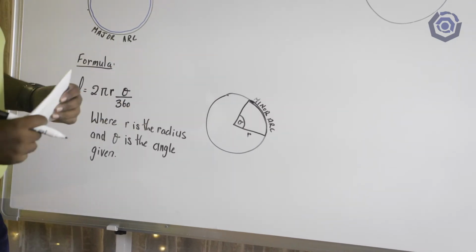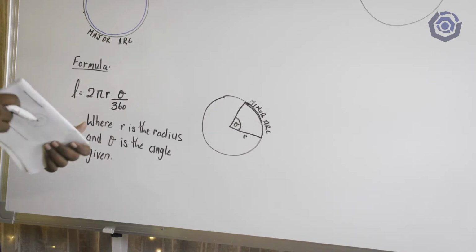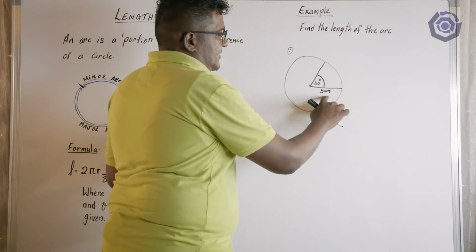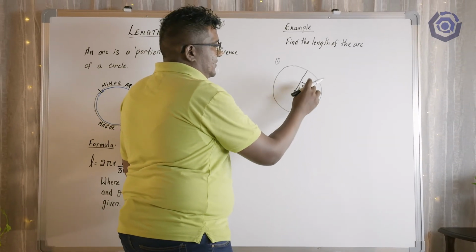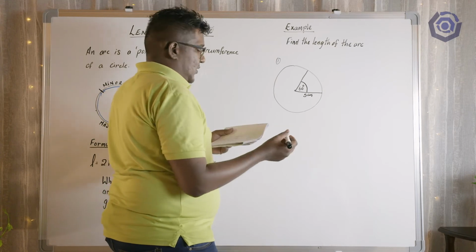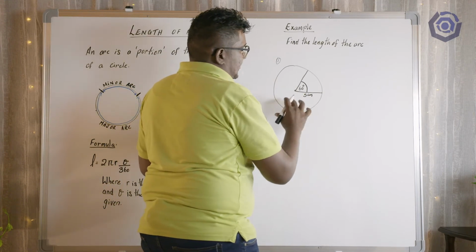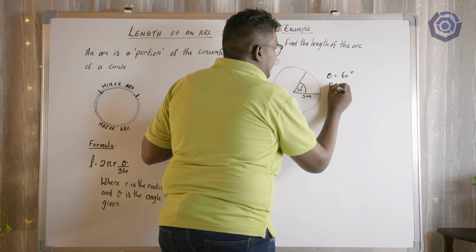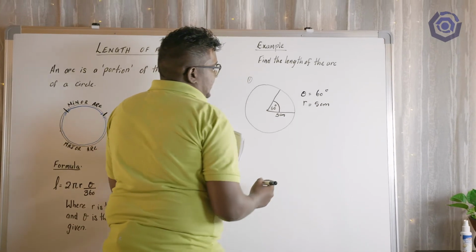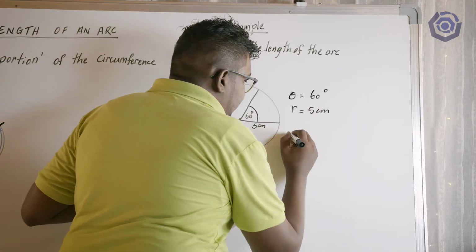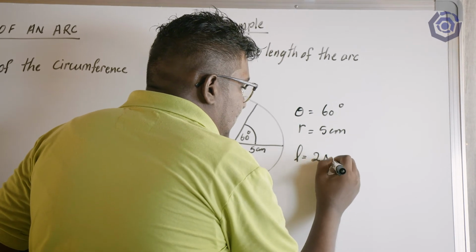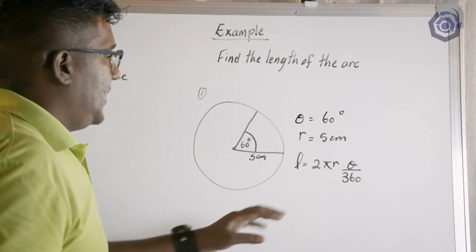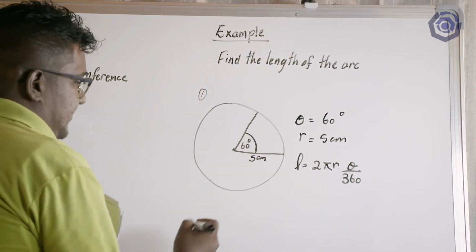So let's look at an example of how we would find the length of this arc. Now we have a question here. You have a circle. The radius is 5 centimeters and they give you the angle as 60 degrees. Now let's use the formula and substitute our values. So we have theta equals 60 degrees and r equals 5 centimeters. Our formula is L equals 2 pi r theta over 360. Remember, no signs again, so it's all multiplication.